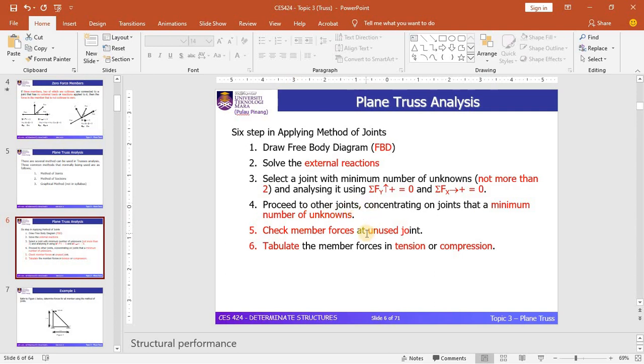And basically at the last joint, you have solved all the internal forces, and we will use that particular joint to check the equilibrium of forces, to ensure that the summation of force in the vertical and horizontal is equal to 0. And the last step, you may tabulate all the member forces in a table, and you can indicate the tension or compression member. So let's look in detail at examples based on these 6 steps of the method of joints.